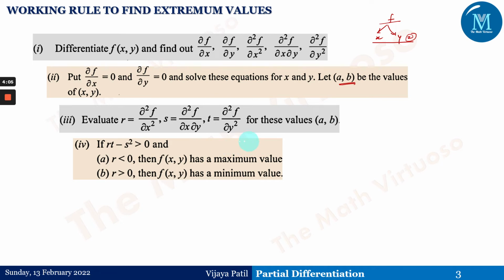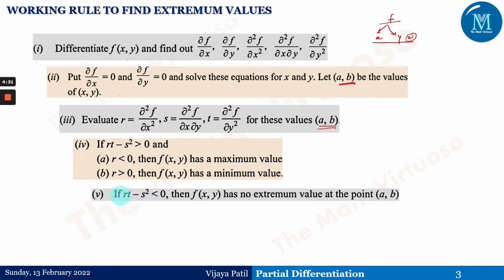After taking those points, we have to decide whether any maxima or minima exist at this point a comma b. If r into t minus s square is greater than 0, and firstly r is less than 0, then f of x comma y has a maximum value, and if r is greater than 0, then f of x comma y has a minimum value. So this is the first condition: r into t minus s square greater than 0.